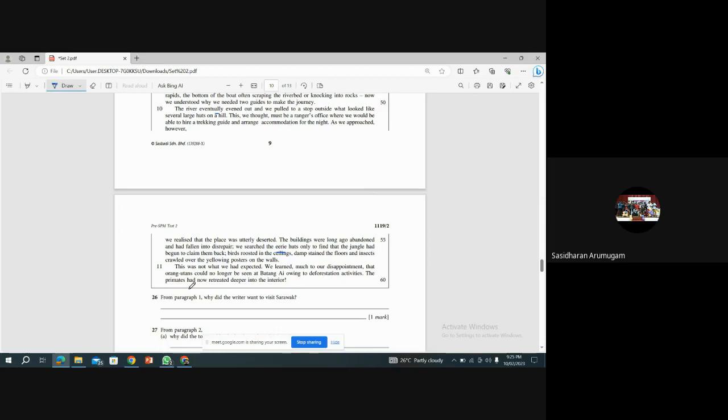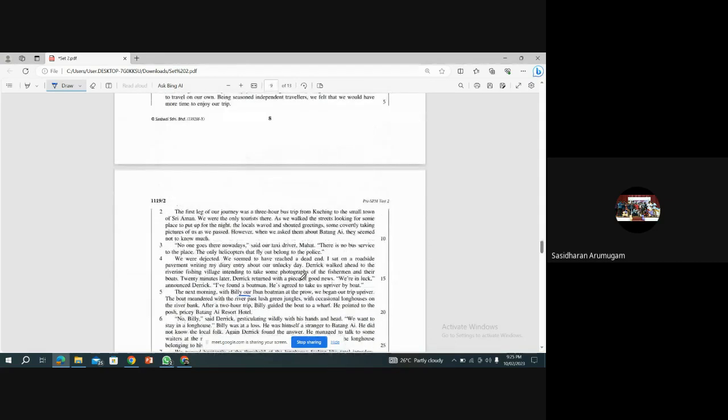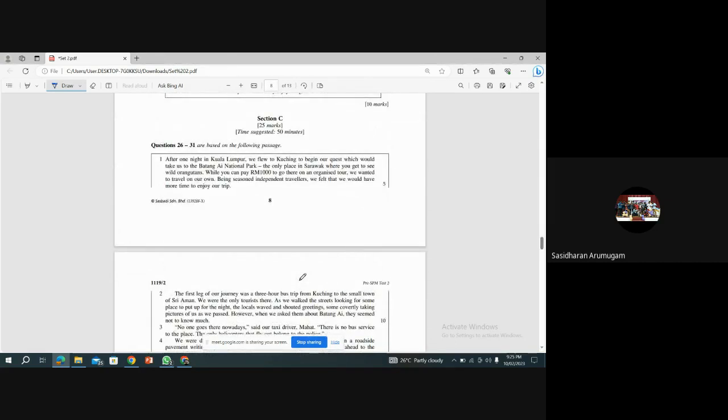When you move on to paragraph 1, why did the writer want to visit Sarawak? The writer wants to visit Sarawak. Why? The writer wanted to see the orang-utans. Yes, actually.